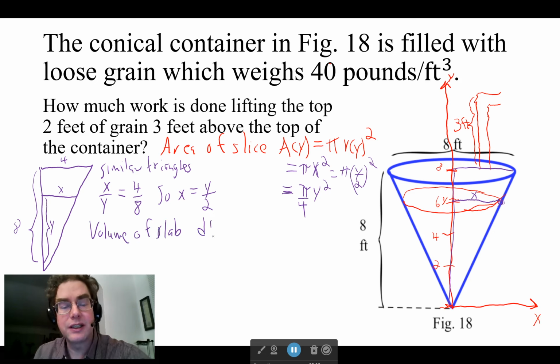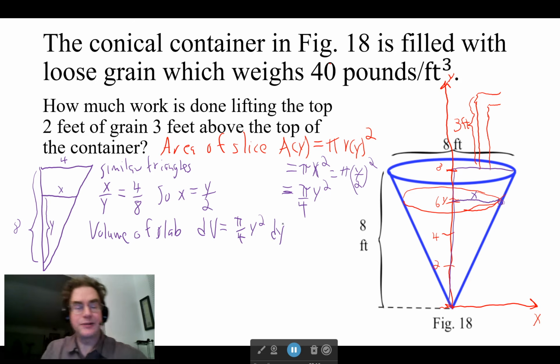So that's going to be dV, and dV is going to be pi over 4 y squared dy. We're thickening it up a little bit. Now, if we were trying to find the volume of some grain here, of course we'd be set, but that's not what we're doing. We're trying to find work. So we've got to get force and distance involved. Okay, so let me not call that force. Let me call it weight, although of course in effect it is force.